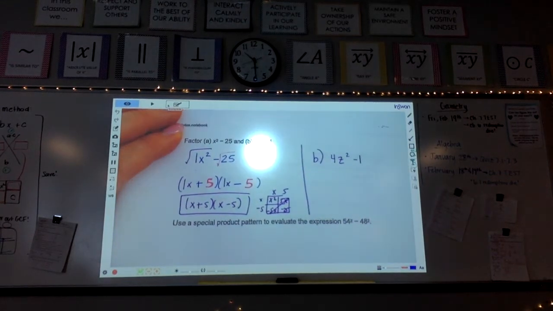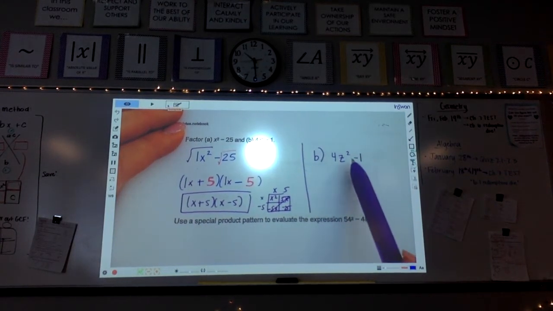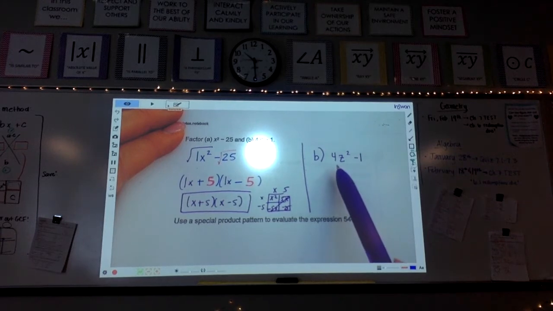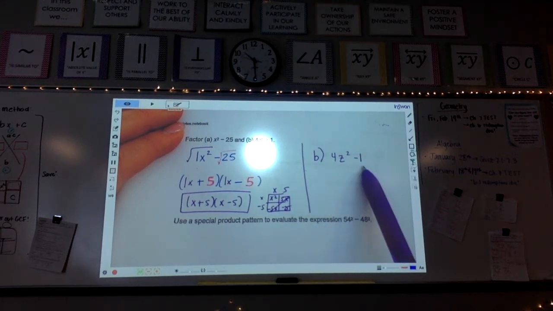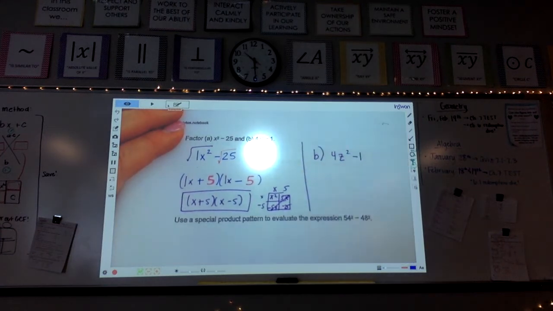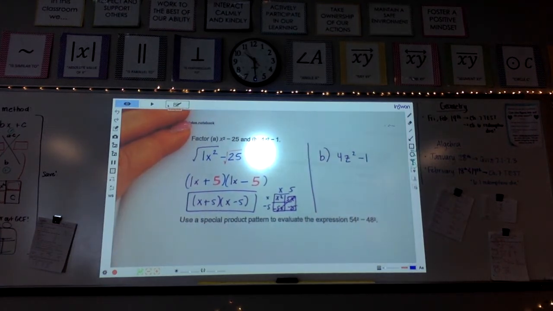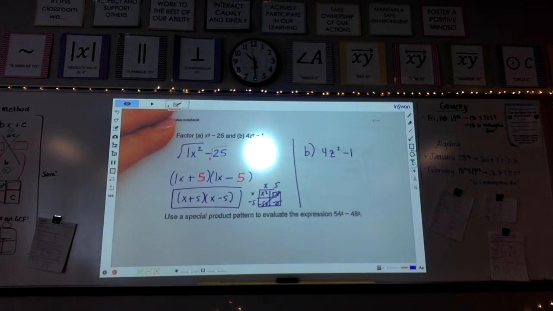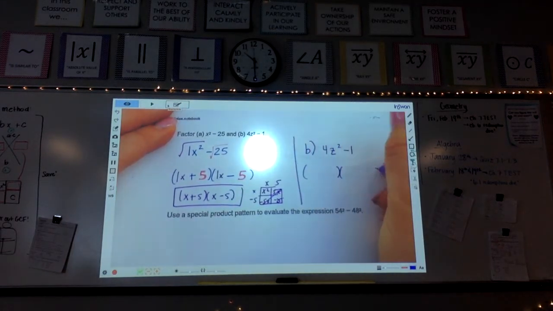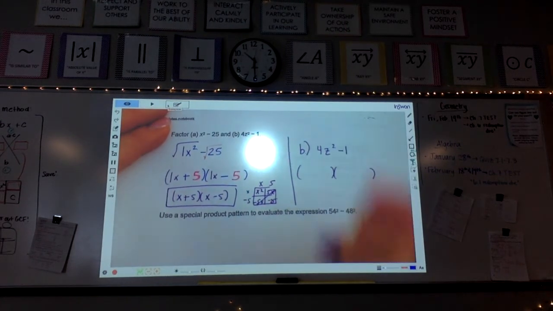B, 4z squared minus 1. How do I know it's a difference of perfect squares? Because this is a perfect square, this is a perfect square. Also, a difference of perfect squares will never have a middle term. It'll never have just a variable on its own without an exponent. That's another indicator. And it will only ever be 2 terms.